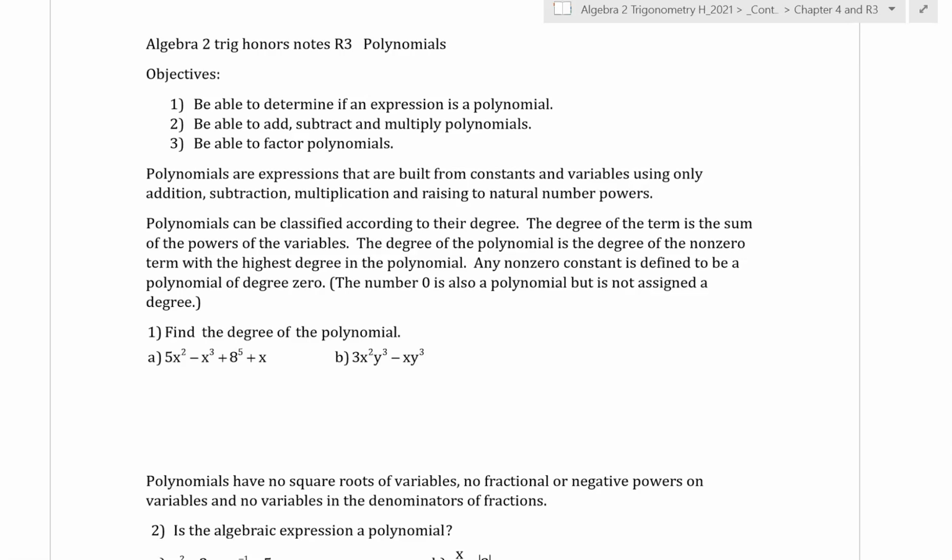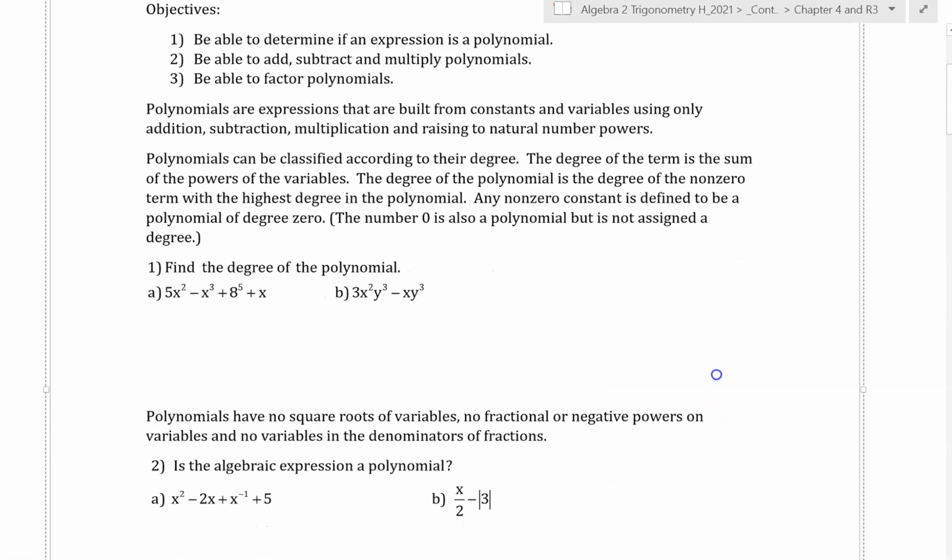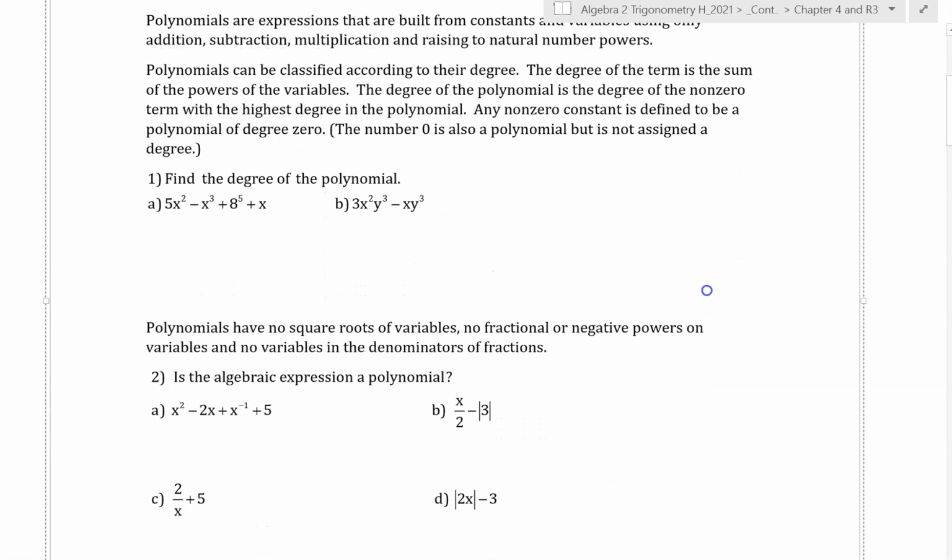So let's go ahead and look at the first part. We're going to be looking at number 1, find the degree of the polynomial. So go ahead and, using what was written in the paragraph, see if you can find the degree of each polynomial. Pause the video and give it a try.